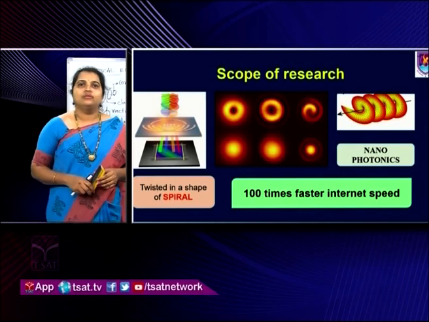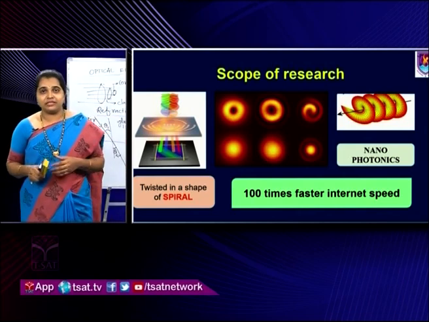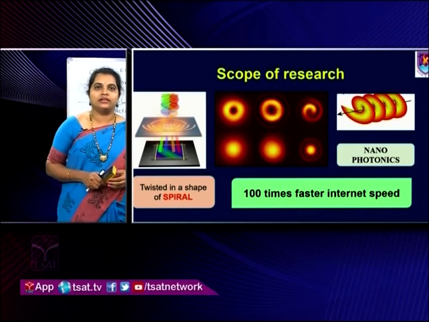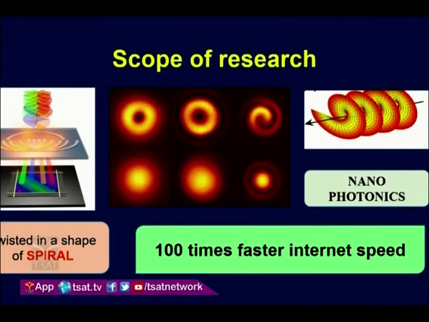Next, what is the scope of research? If you have interest, you can do research in nanophotonics, particularly in the area of fiber optic communications. Nowadays, everybody wants high internet speed, right? So, if you twist the light in the shape of a spiral, that will give you 100 times faster internet speed. So, in upcoming days, we will get very high speed internet.